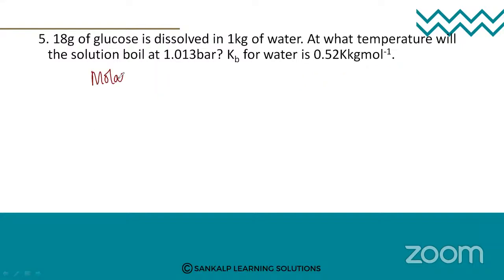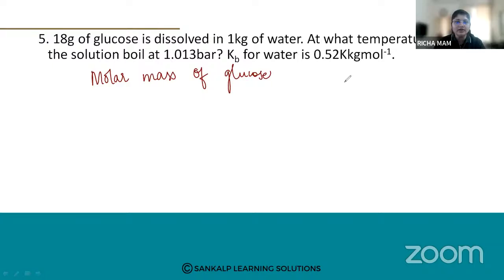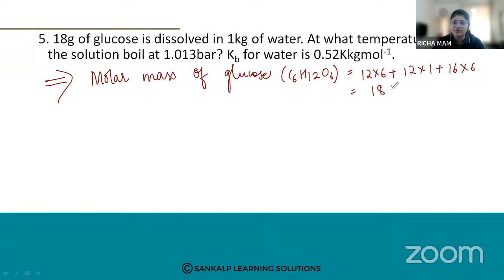First, we have to calculate the molar mass. The molar mass of glucose is required here. Glucose is C6H12O6. After calculating the molar mass, how much do you get? Just check. So C6, 12 into 6, plus 12 into 1, plus 16 into 6. So it comes to 180 gram per mole.